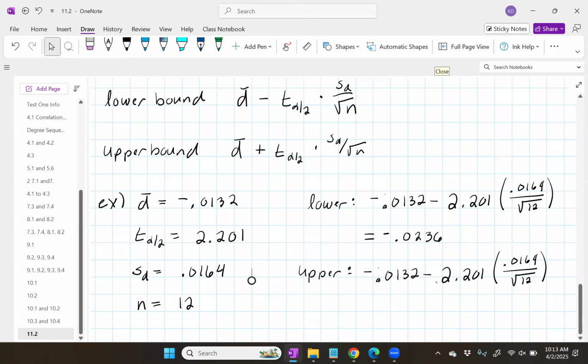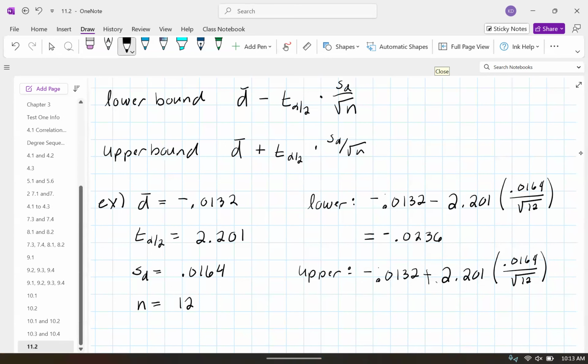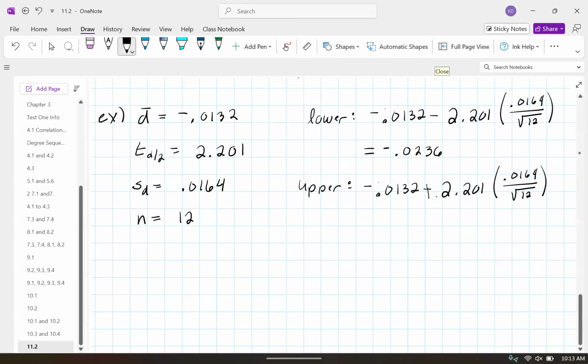For upper bound, we change one thing and just say plus, which is why I was trying to copy paste it. All right. So we get two fairly small numbers. They're really close to 0, but they're not 0.